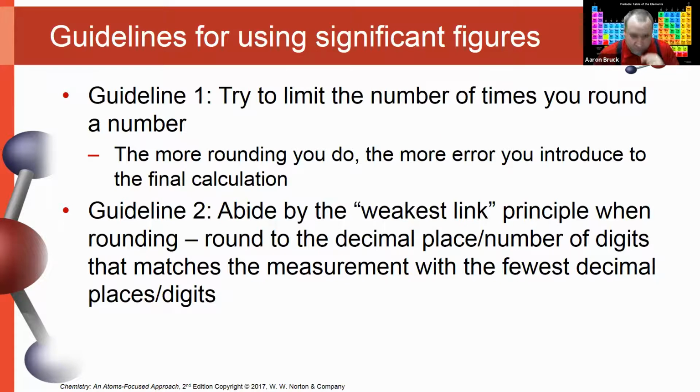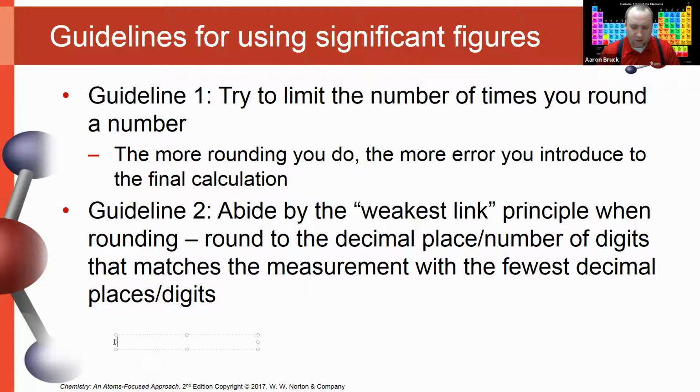Second guideline, there's what we call the weakest link principle. What the weakest link principle says is that when it comes to rounding, you're going to use the measurement that has the fewest decimal places or significant digits when you do that rounding.